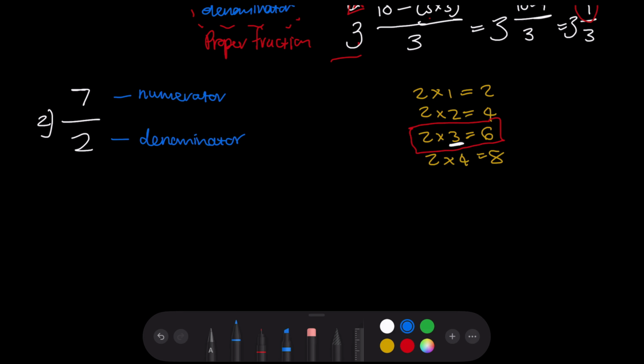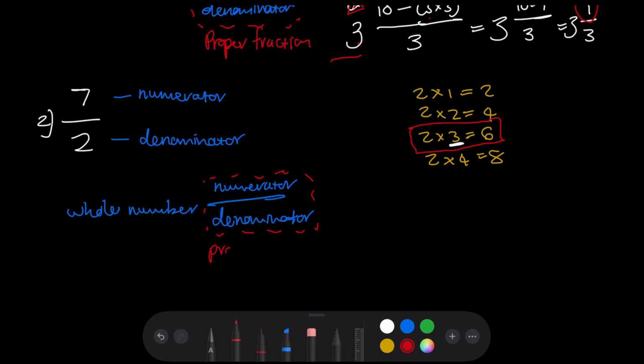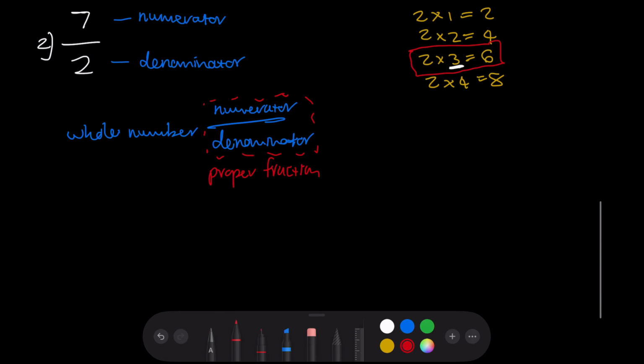Because remember, an improper fraction converted to a mixed number should be a whole number and have a numerator and a denominator. However, this portion of the mixed number must be a proper fraction. So once again, 2 gets into 7 a maximum of 3 times, as we see here. So what will my whole number be? 3.